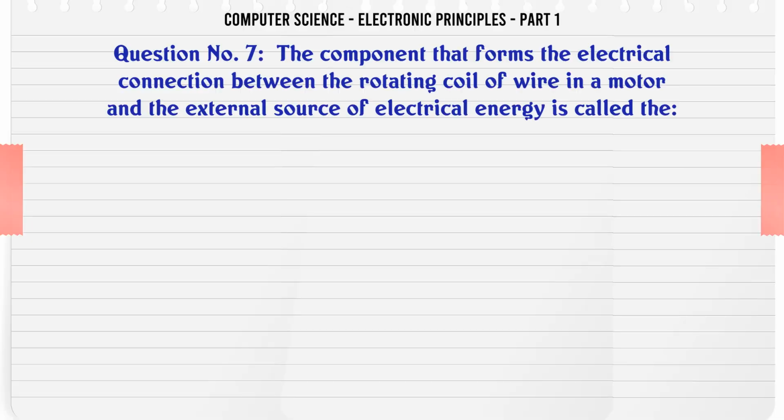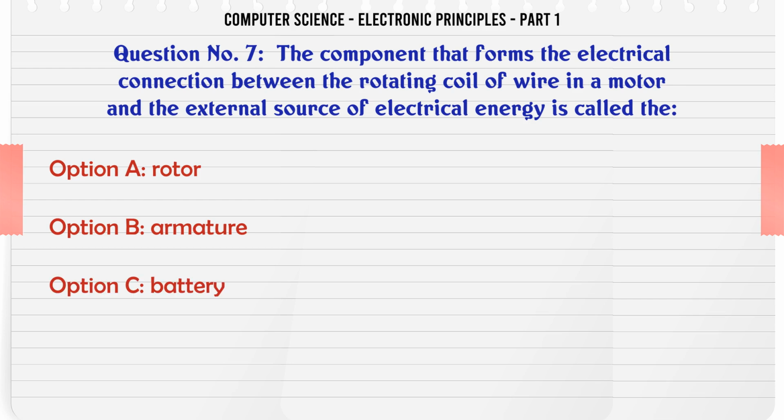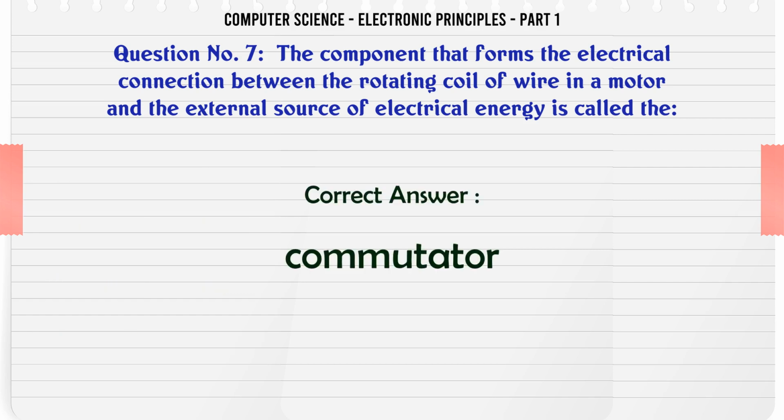The component that forms the electrical connection between the rotating coil of wire in a motor and the external source of electrical energy is called the: A. rotor, B. armature, C. battery, D. commutator. The correct answer is commutator.